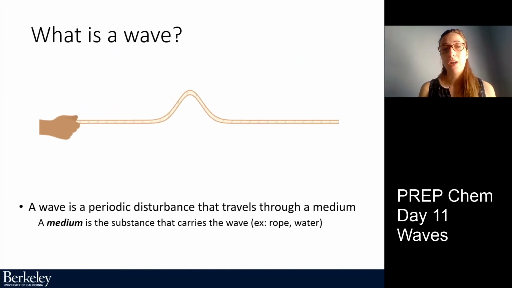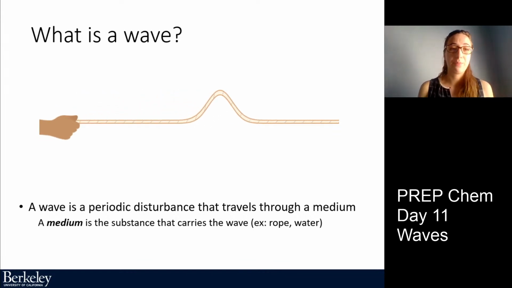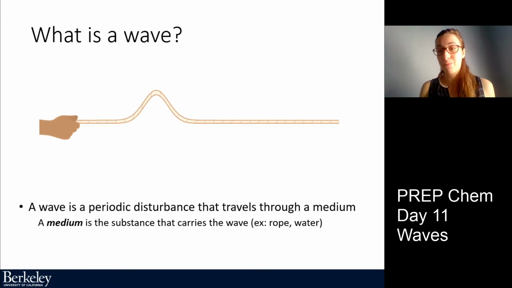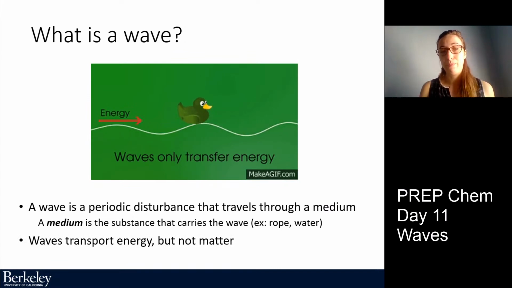So first off, what actually is a wave? A wave is a periodic disturbance that travels through a medium. And a medium is just any substance that carries a wave. For example, in this example with the rope, it would be a rope. And the important thing to note about waves is that they transport energy, but they do not transport matter.